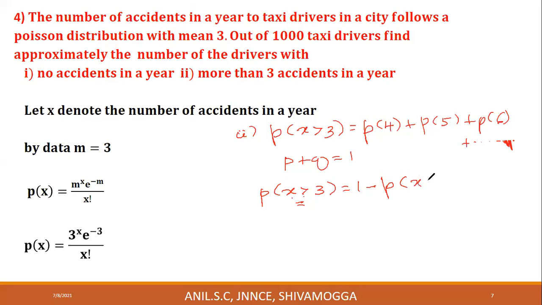X less than or equal to 3. Therefore, its expansion will be 1 minus P of 0, because 0 is less than 3, it is permissible, P of 1, 1 is less than 3, P of 2, 2 is less than 3, plus P of 3, 3 is equal to 3. X cannot take values beyond this.